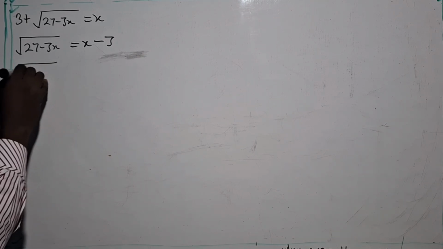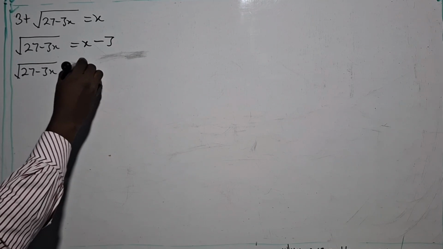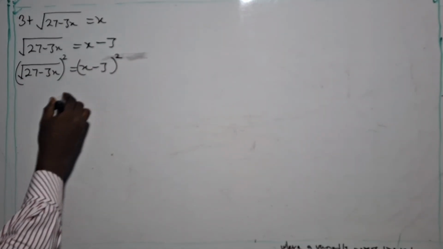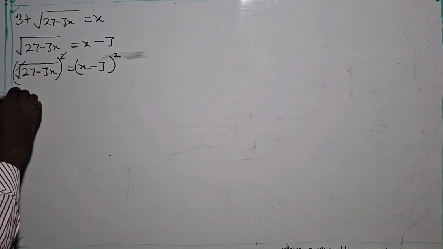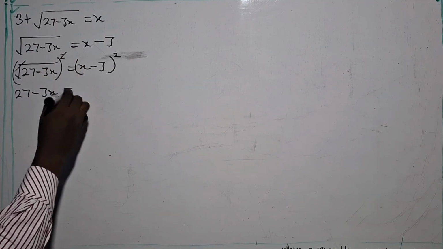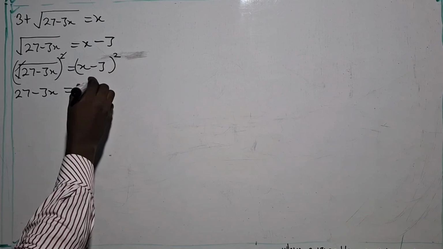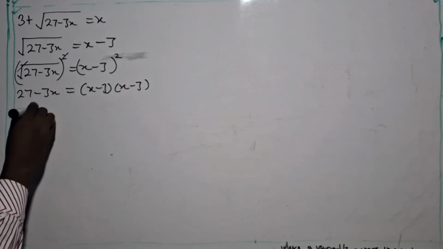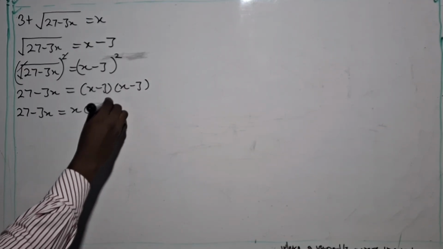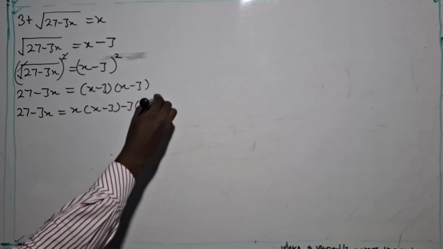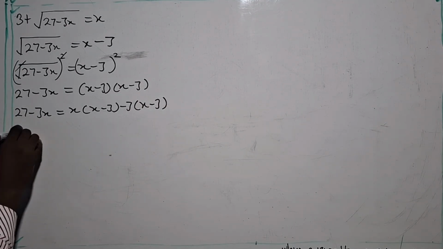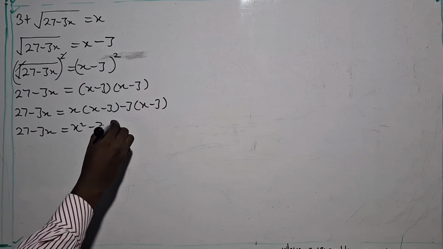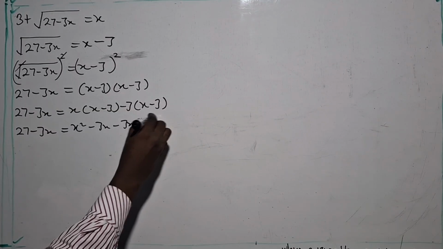So as the squaring principle goes, this is a square root, so we have to square both sides. Square both sides. So this square will take this. Then I have 27 minus 3x is equal to, now the square root of this, I'm going to expand it as well. So here will give me 27 minus 3x is equal to x minus 3 times x minus 3. So I'll have 27 minus 3x is equal to x squared minus 3x minus 3x plus 9.